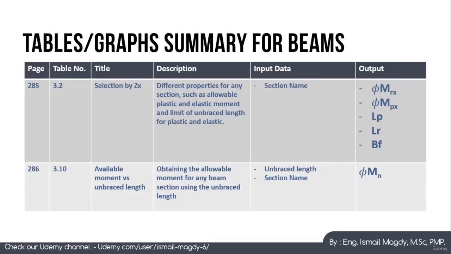So now to summarize our lecture, we have here this table, which is table 3.2. This is selection by Zx. You need only the section name, and based on this section name, you are going to get the MRx, MPx, LP, LR, and the BF. And the second method is using this graph 3.10, which is available moment versus unbraced length. You need here the unbraced length and the section name, and you are going to get directly the phi Mn. So now let's have our first example of this.